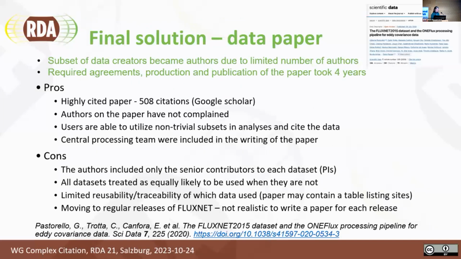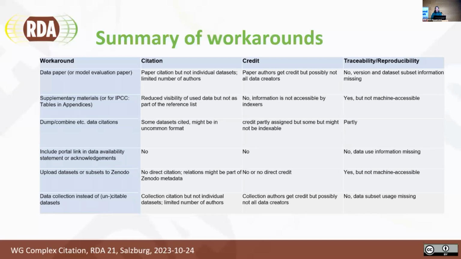So the final and pragmatic solution was to have a data paper on that. And they had to make a compromise, and only the principal investigators of each repository were part of the authorship. So you lost a lot of contributors to the data in the authors. So you could only automatically attribute a small subset of those who were really creating these data. So this was really an abbreviated version of the experience that Deb had.